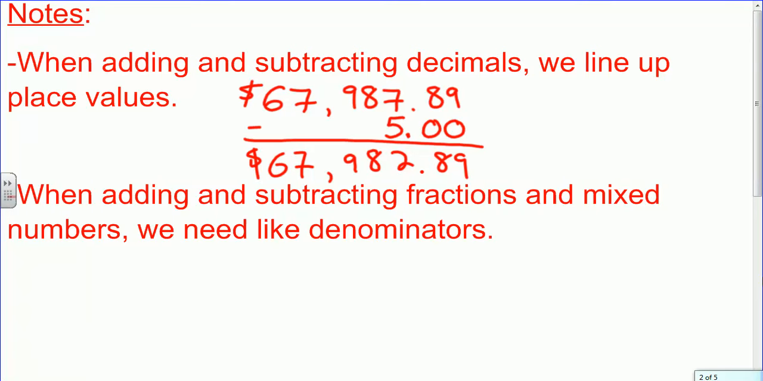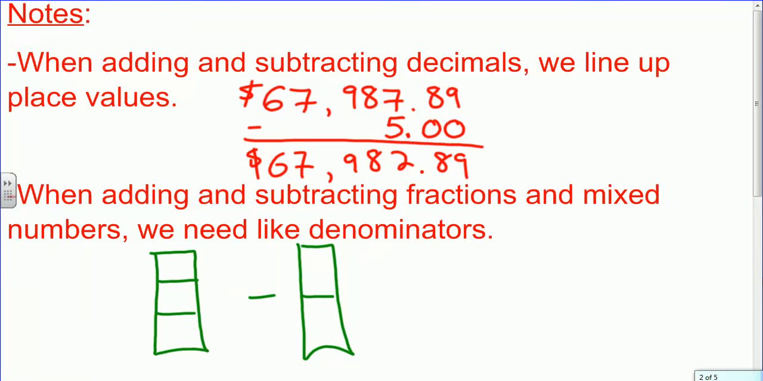The second note is when adding and subtracting fractions and mixed numbers, we need like denominators. So maybe a way to demonstrate this is to say, well, what if you had 2/3 and you wanted to take away 1/2? So if you have 2/3 and you wanted to take away 1/2, well, you can't because you don't have a half over here. You don't have a half to take away.